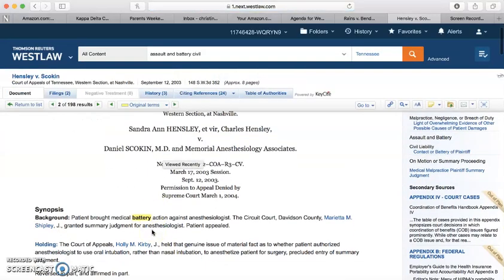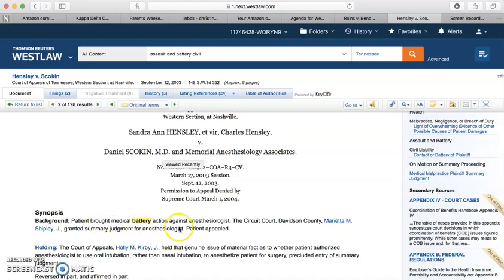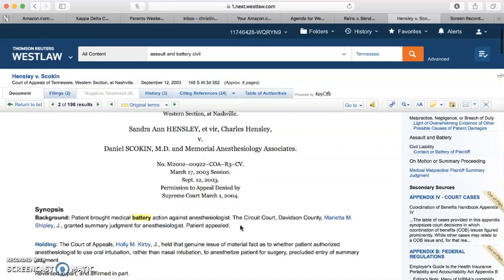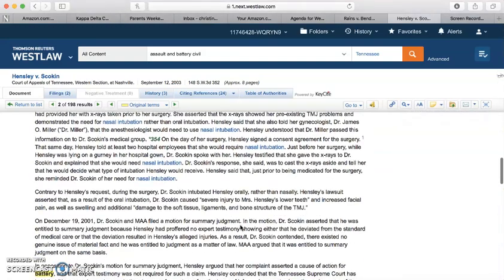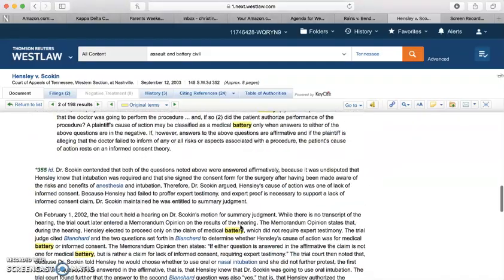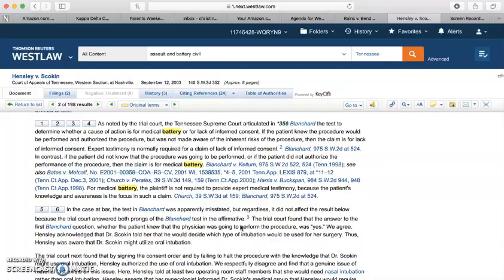And this is a medical case, so the patient brought a medical battery action against the anesthesiologist because she claimed that he put a tube in her throat without her consent. And so you can find the causes of action right here. As noted by the trial court, the Tennessee Supreme Court articulated in Blanchard the test to determine whether a cause of action is for medical battery or for lack of informed consent. If the patient knew the procedure would be performed and authorized the procedure, but was not made aware of the inherent risk of the procedure, then the claim is for lack of informed consent.